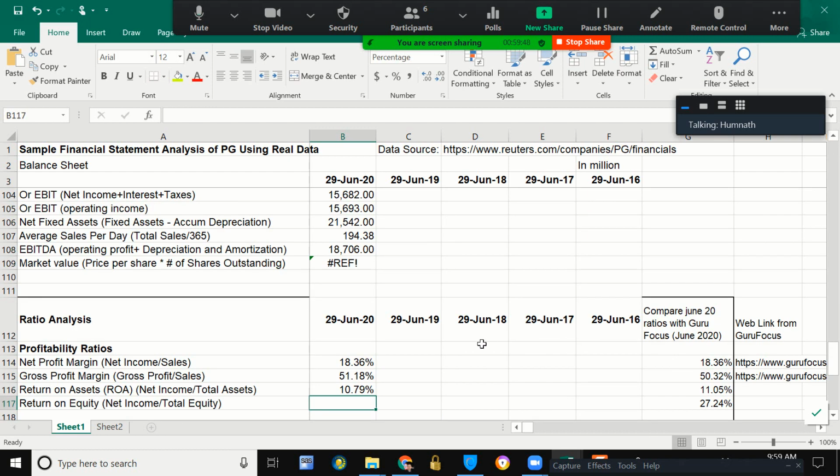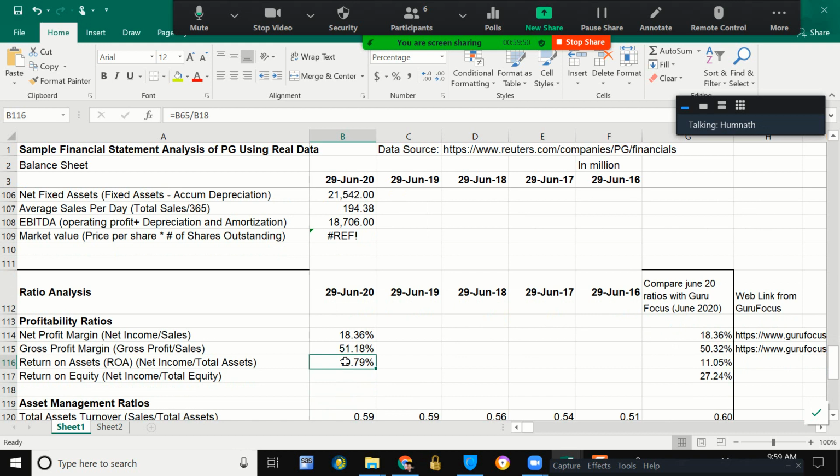So we got ROA. Okay, so we got ROA over here, and you see I got this number from Focus Guru. I would tell you why there is a difference, because here I just divide by total assets. They divide this net income by the average total assets.